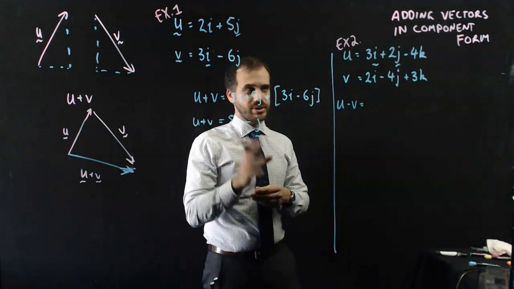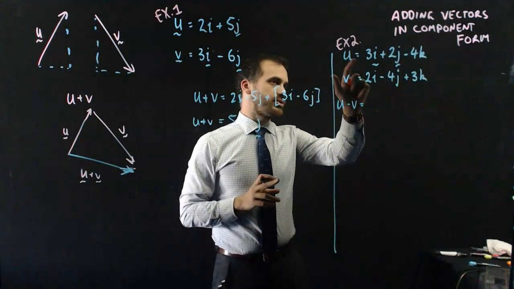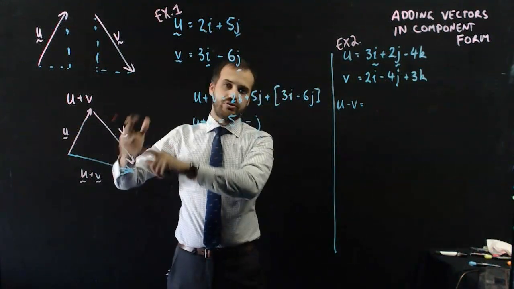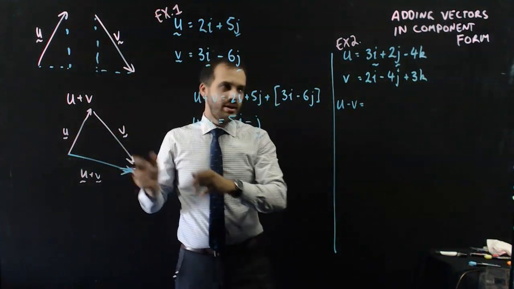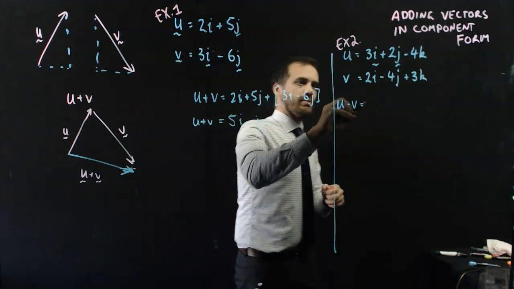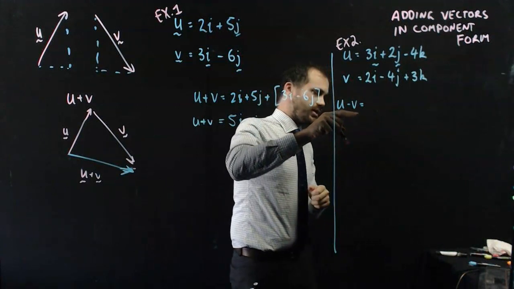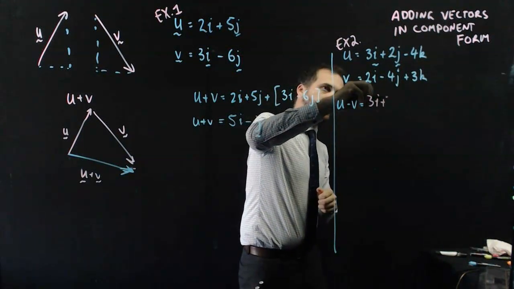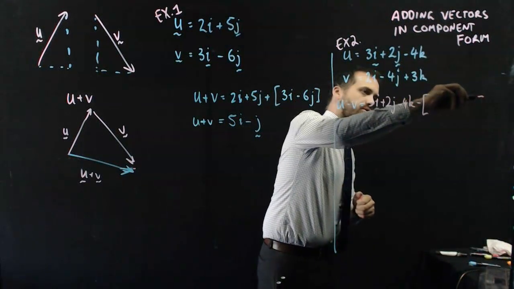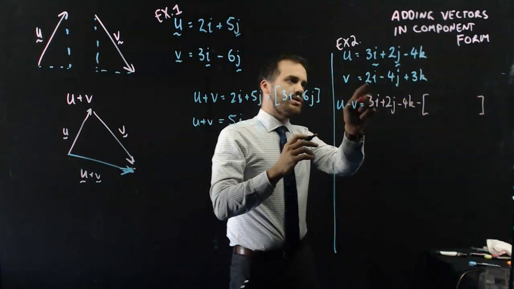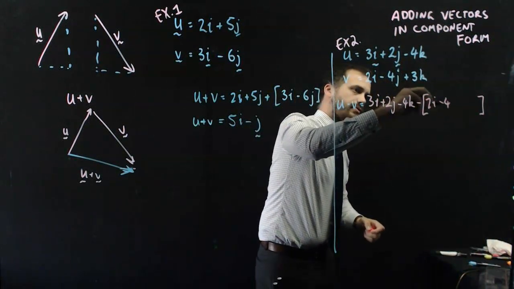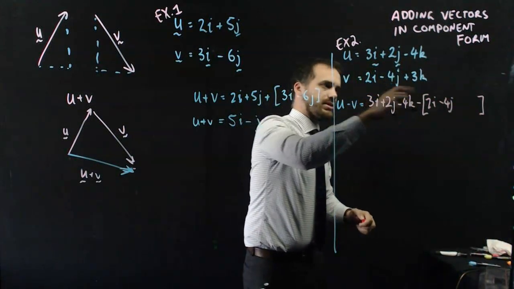Of course, I can do a second example here with 2 vectors each in 3 dimensions. Now that would be really hard to draw to do properly, so we can just use some algebra here to do it. So I'm going to say that it's u minus v, so it's 3i plus 2j minus 4k minus, and I use these brackets because I don't want to get confused, 2i minus 4j plus 3k.